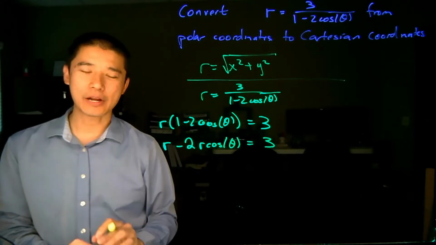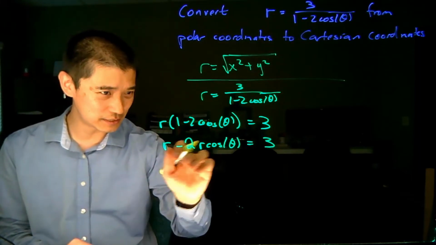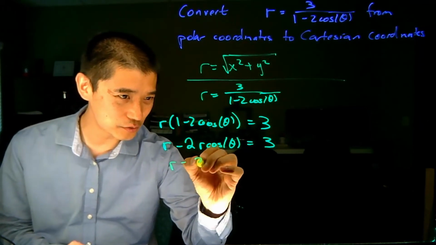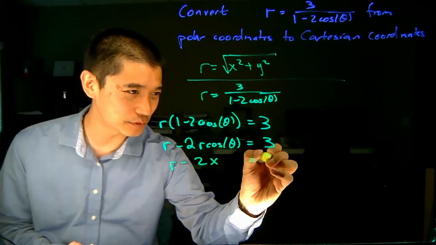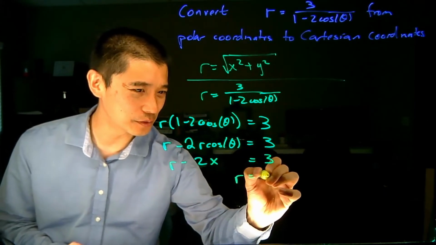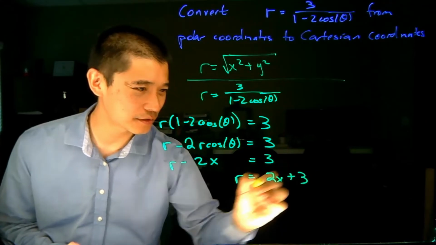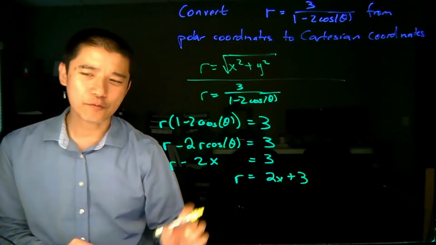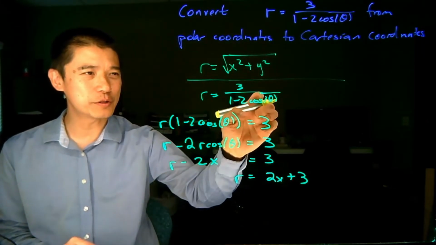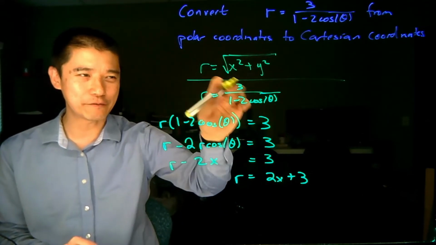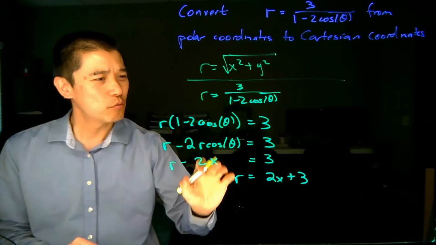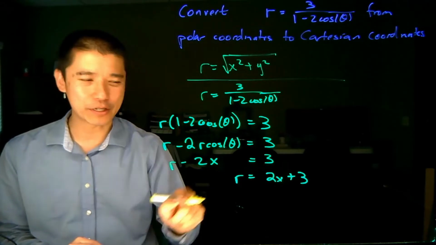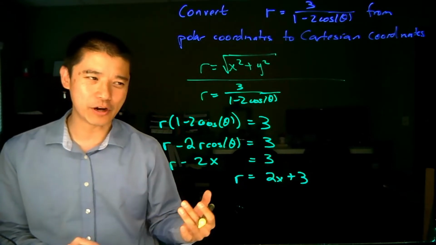And here's what I mean by that substitution making things simpler, because now we have r minus 2 times x is equal to 3. And so r is equal to 2x plus 3. This form right here is much easier to work with than having square roots and a fraction floating around. Once we get to this, we still need to replace the r because we really need it to be in terms of x's and y's.